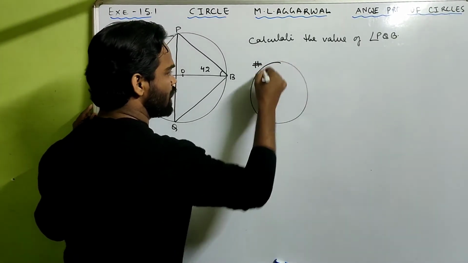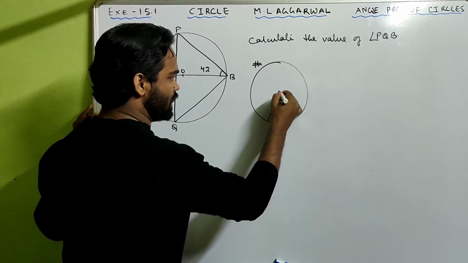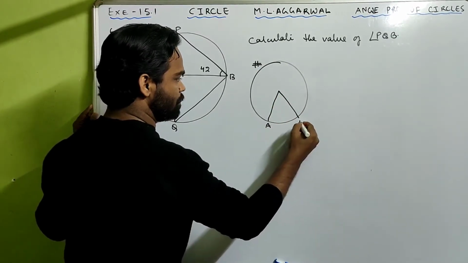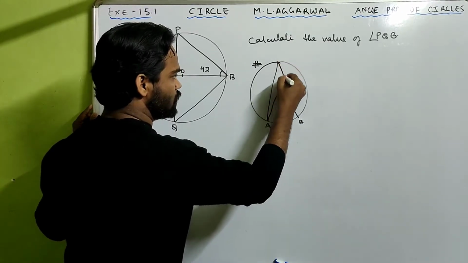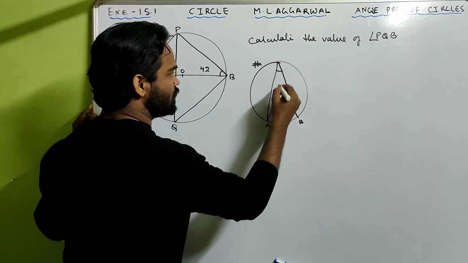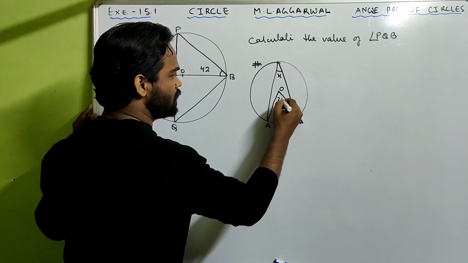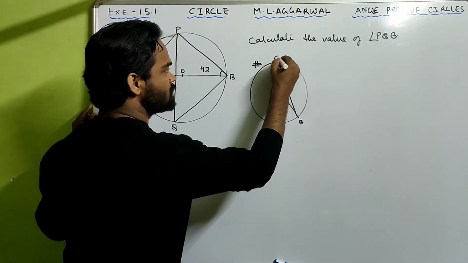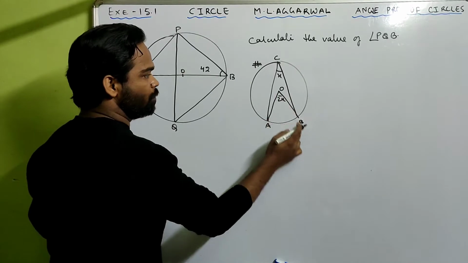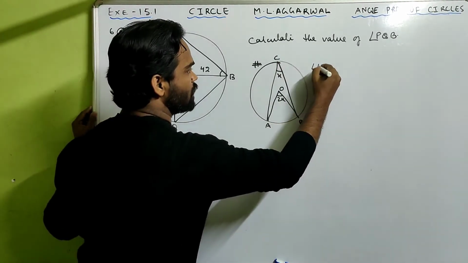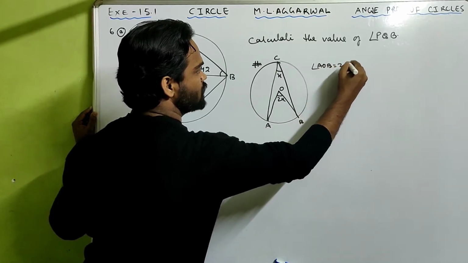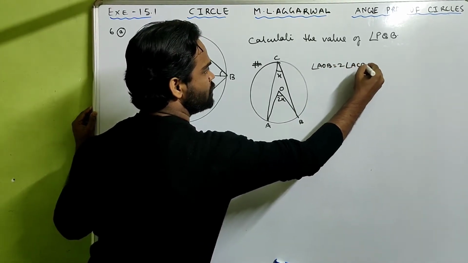First thing, angle at the center. Suppose this is AB and O is the center, then the angle at the center is twice the angle at circumference. So if this is x, this will be 2x, isn't it? Angle AOB is twice of angle ACB.